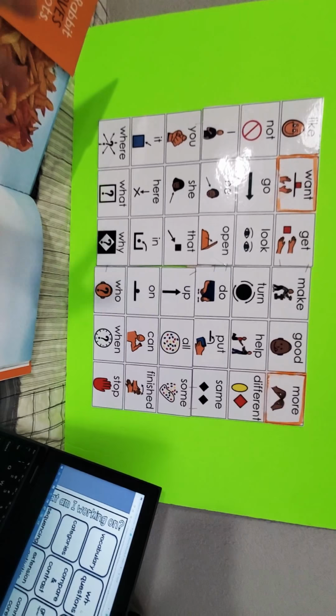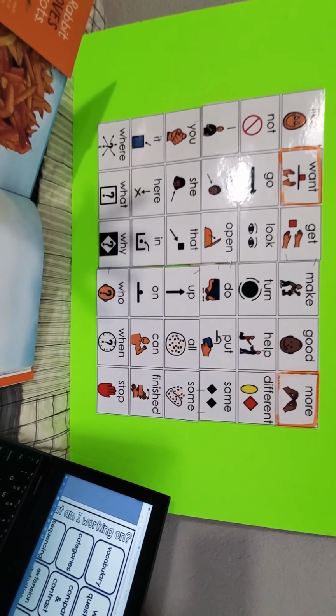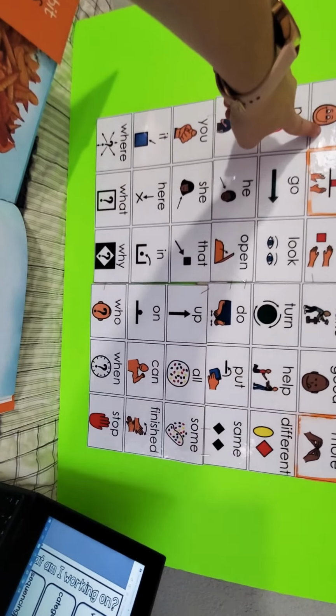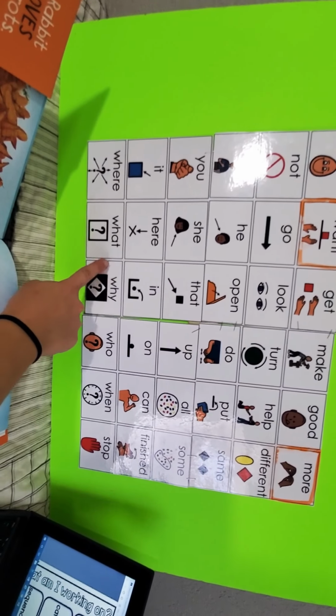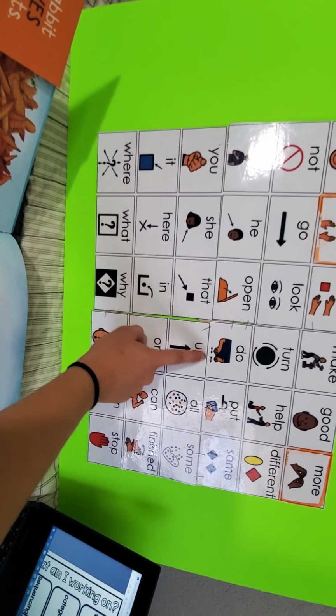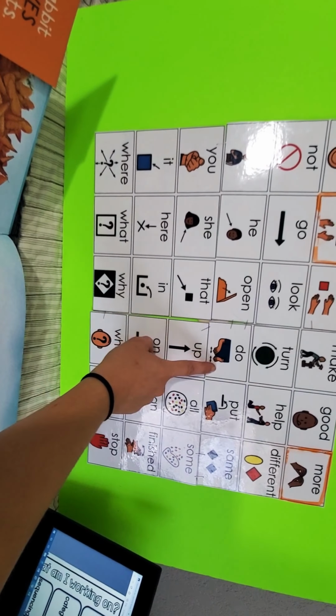It's a great way to get the student to request if it's something they're really interested in. Maybe they really like books. So you could have them say, okay, what do we want to do? What do you want to do?